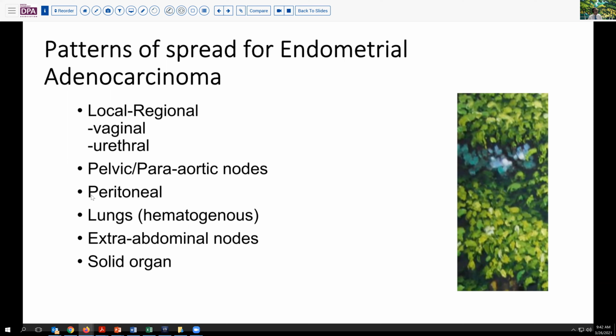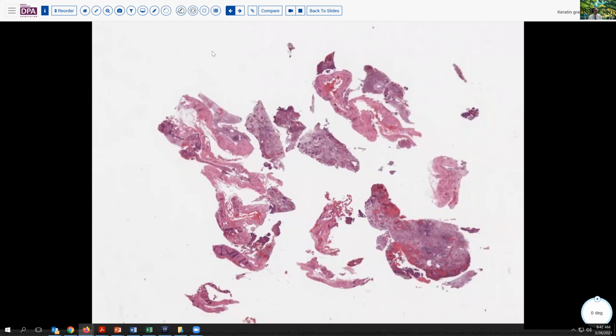The next most frequent pattern of spread is via the peritoneum. Lungs, extra-abdominal organs, solid organ spread are much less common. But these first three are things the surgeon needs to be very aware of and concerned about in their initial evaluation and planning for surgery. So on entering the abdomen and seeing an abnormal appearance, they were concerned that they might be dealing with peritoneal spread. And so they biopsied several fragments of peritoneum. This is from one of the uterosacral ligaments. Most of this disease was prevalent in the pelvis.